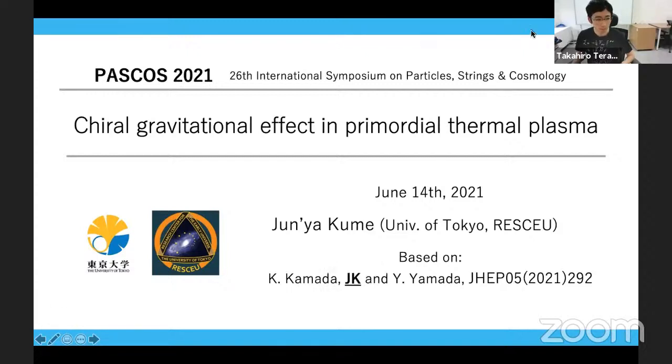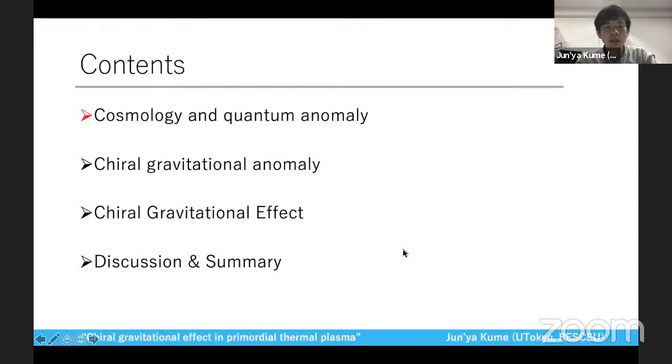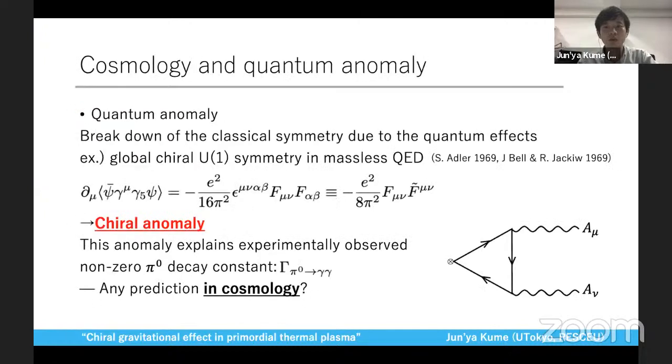Please go ahead. Okay, so thank you very much for the introduction. I'm Junya Kume, a PhD student at the University of Tokyo. Today I'm going to talk about recent works on this chiral gravitational effect, which originates from the chiral gravitational anomaly. This is the contents of my talk. First, I introduce an example where the quantum anomaly becomes relevant to our universe as an introductory part of this talk. So let's start.